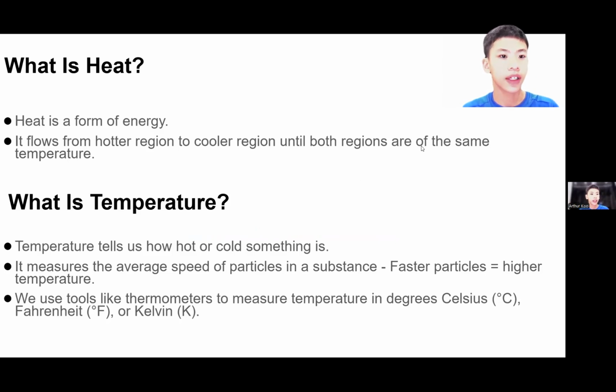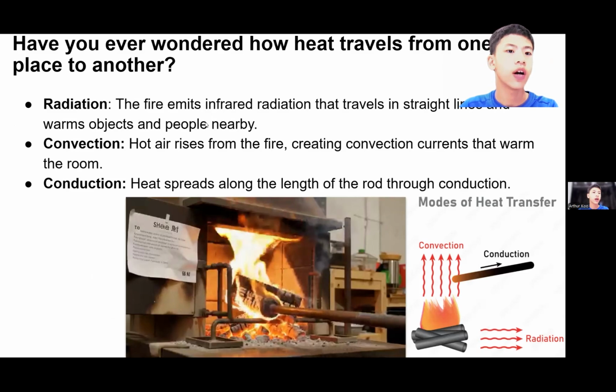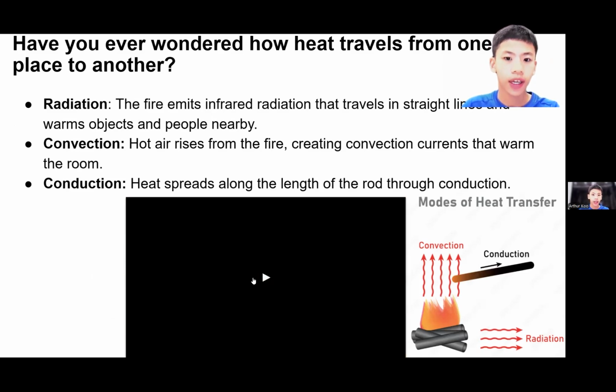Heat is a form of energy and it flows from a hotter region to a cooler region until both regions are in thermal equilibrium. Temperature tells us how hot or how cold something is. It measures the average speed of particles in a substance. Faster particles equal higher temperature. There are three ways heat can travel: radiation, convection, and conduction.